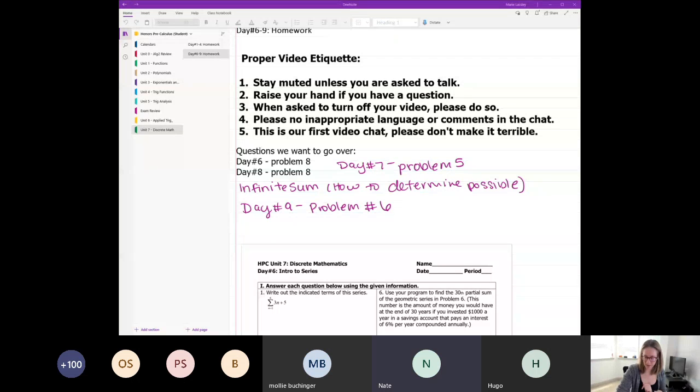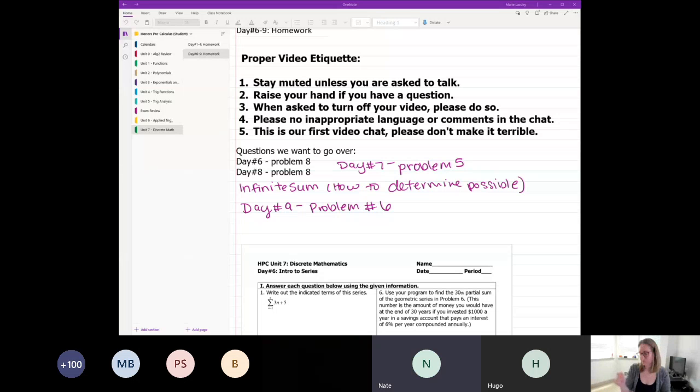You may have already had this question answered, I don't remember who asked it, but I'm still going to go over it just in case. 99.99999, 1, 2, 3, 4, 5, 1, 2, 3, 4, 5, and then a 4. Okay, so problem number 8 says the partial sums in problem 7 converge to what number?